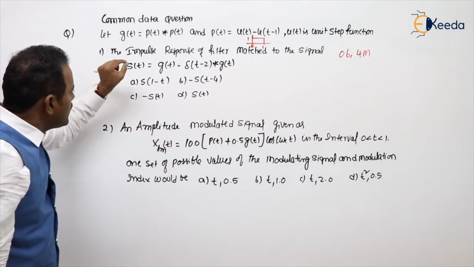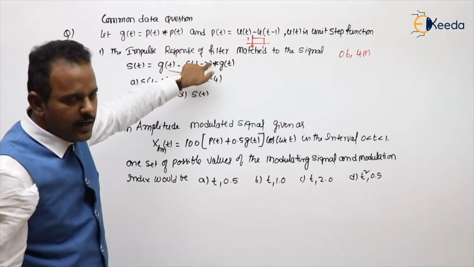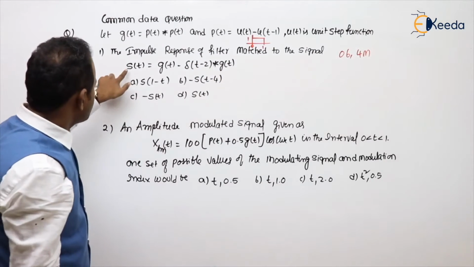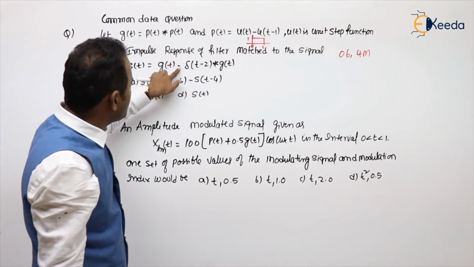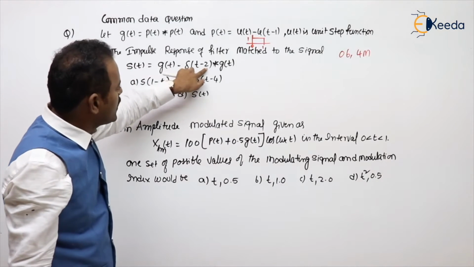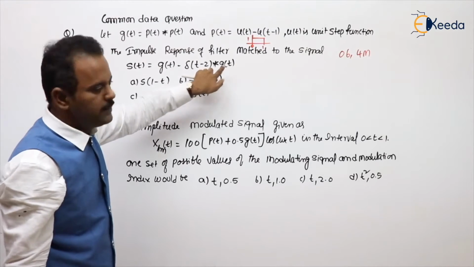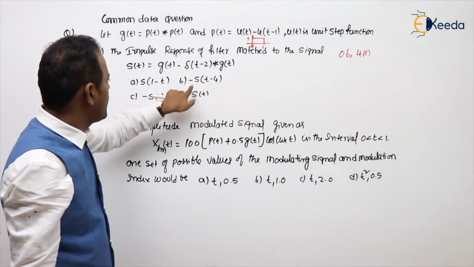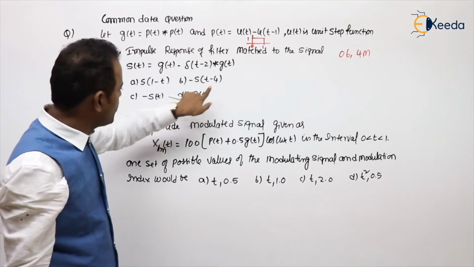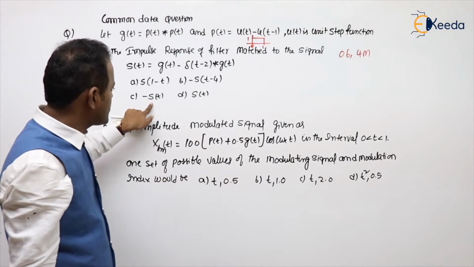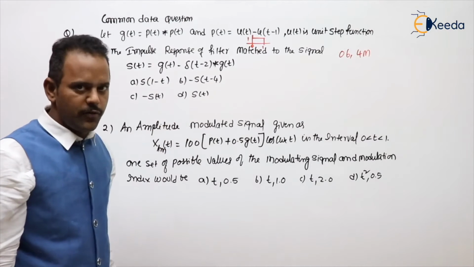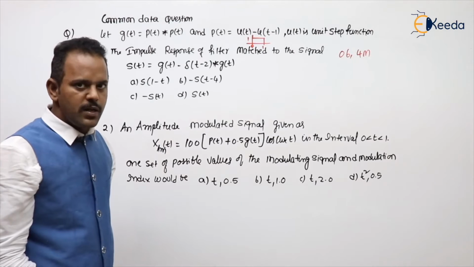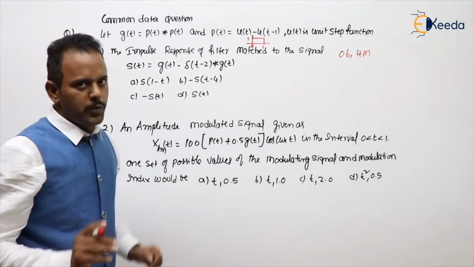First question, the impulse response of a filter matched to the signal, where signal is S of t equal to G of t minus delta of t minus 2 convolution G of t. Option A, S of 1 minus t. Option B, minus S of t minus 4. Option C, minus S of t. Option D, S of t. What is the S of t input? Calculate the impulse response. Then we can compare both.